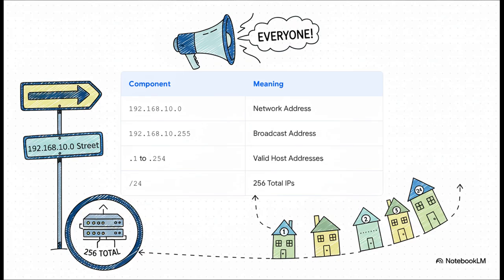Let's break down a classic example here. That .0 address at the beginning, that's the network address. Think of it like the name of the street, Elm Street. The .255 address at the end is the broadcast address. That's a message sent to every single house on Elm Street. Everything in between, from .1 all the way to .254, those are the valid addresses you can actually give to your devices. Those are the house numbers.